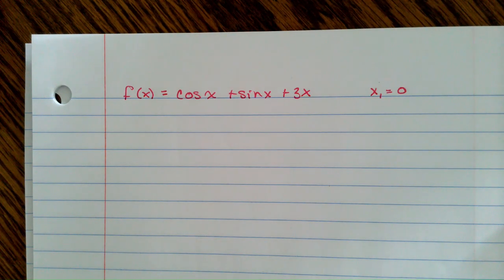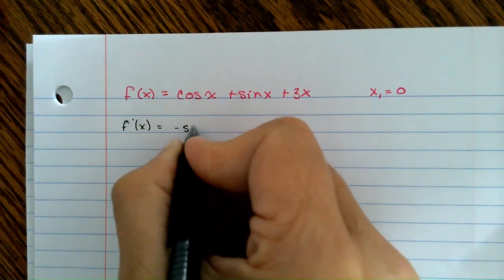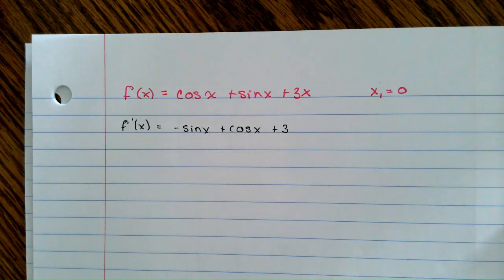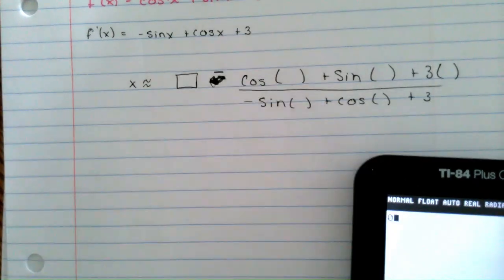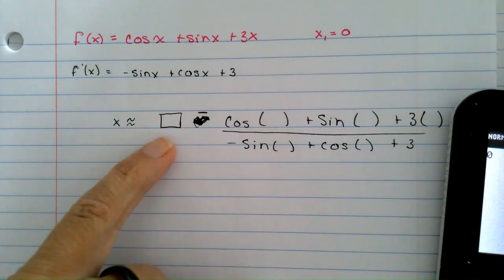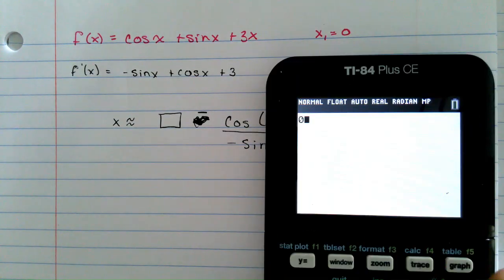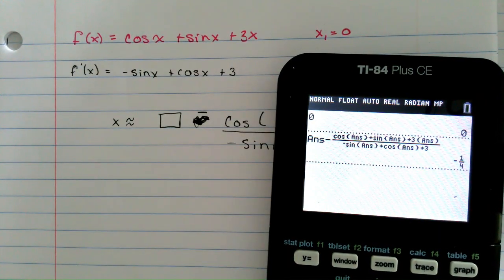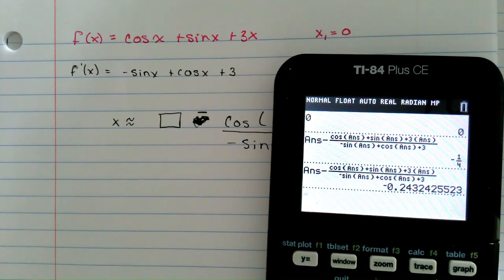Okay. Our derivative is negative sine of x plus cosine of x plus 3. So x can be approximated. So we have our derivative, and I put spaces everywhere where we're going to need to sub that x of 1 in, right? So I have 0 on my calculator. Then I'm going to hit enter. Negative 1/4, negative 0.24. That's already really close.